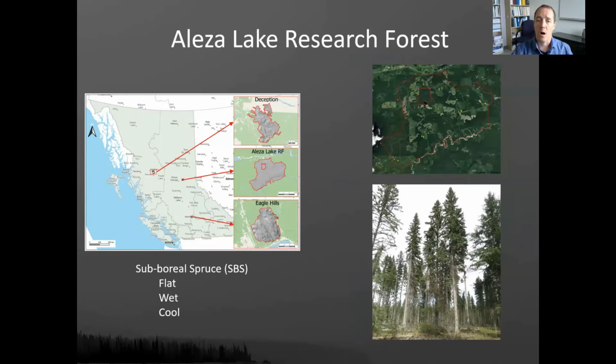From there, we can go to our second case study site, which is in the central interior of the northern part of BC at our Aleza Lake Research Forest. Here, this is in sub-boreal spruce forest conditions. And because we're in the central interior plateau, it's actually a very flat area. So as you can see in this bottom right figure here, not a lot of topography, really flat. It also gets a lot of precipitation and it's relatively cool. Not as cold as Deception, but relatively cool. So flat, wet, and cold is how we'd characterize Aleza Lake.